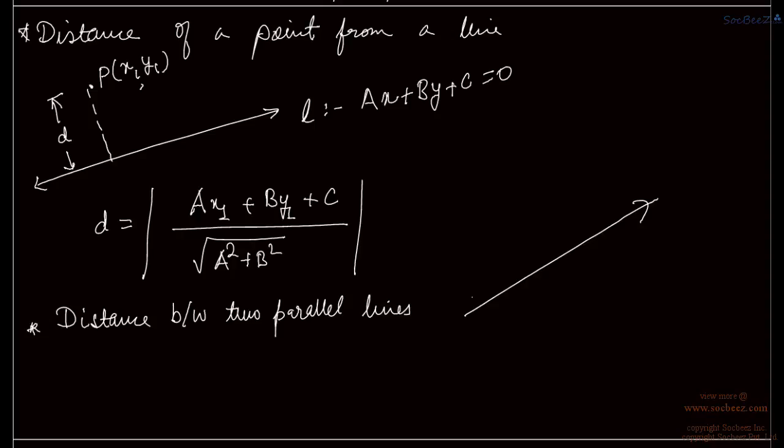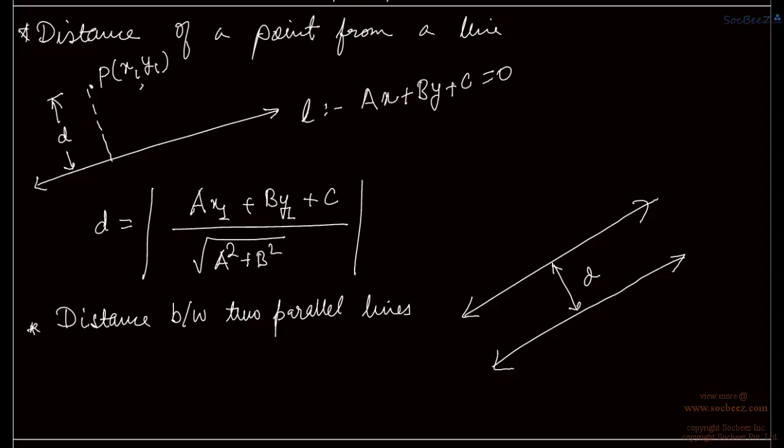We have two lines which are parallel. If two lines are non-parallel, then they will intersect and their distance is 0. The mutual distance is 0. And if two lines are parallel, then we have a distance d between them.